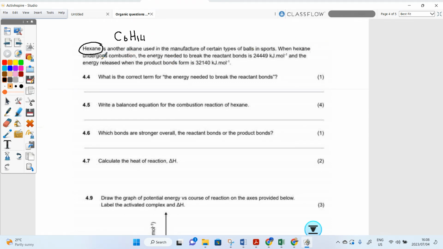Then they say when hexane undergoes combustion, the energy needed to break the reactant bonds is that, and the energy released when the products form is that. So is this still an organic question? No, it's a chemical energy question. Would that energy be an activation energy? Yes, so we can use that to calculate the delta H, the activation energy, all of that. The correct term for the energy needed to break the bonds is the activation energy. We also use the abbreviation EA.